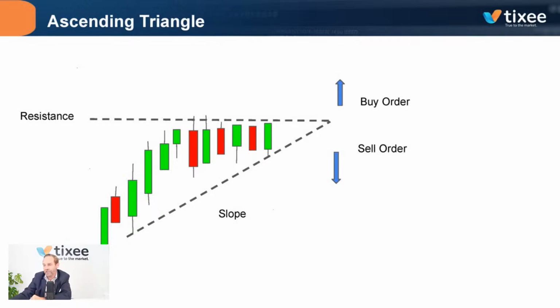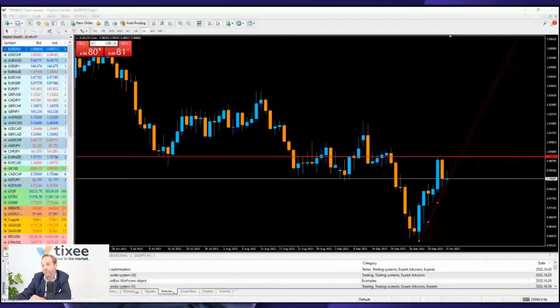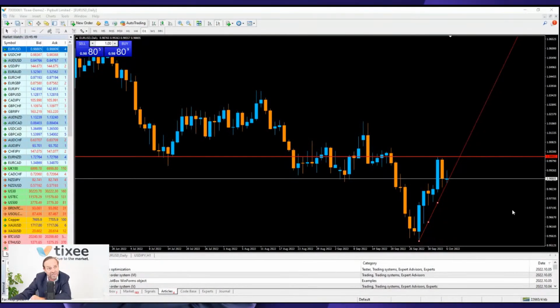Okay, if we go back to the chart. So what some traders do, if they could see this formally, they would maybe consider a buy order above the potential resistance level, and then maybe a sell order just below the slope level. So that's what some traders look at doing to protect themselves on this particular pattern.